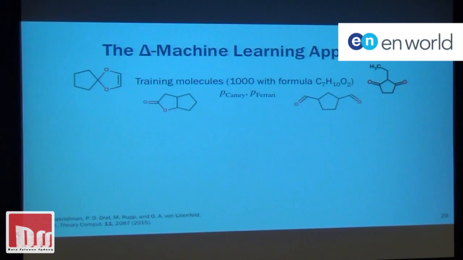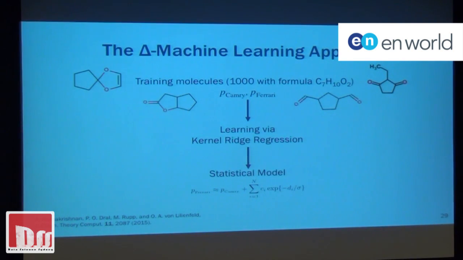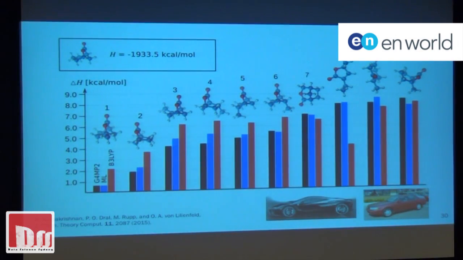There are many ways that you can arrange 7 carbon atoms, 10 hydrogen atoms, and two oxygen atoms. They took the property calculated at the Camry level and the Ferrari level and put it into the machine, so they're learning via kernel ridge regression, and then it forms the statistical model from before. If you want to calculate an out of sample molecular property, all you need to do is provide it with its Camry value, and it corrects it to give you the Ferrari level. There's a lot more going into it, but I think that's all we need to know. So I'll just show this picture.